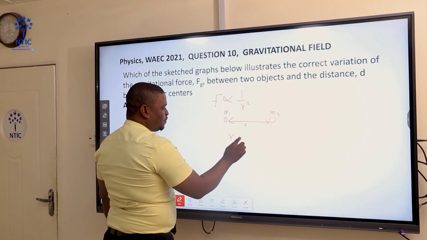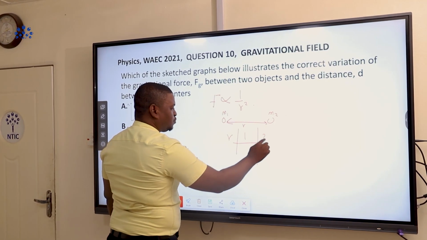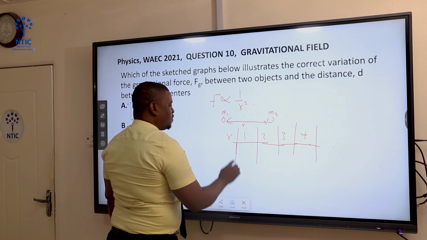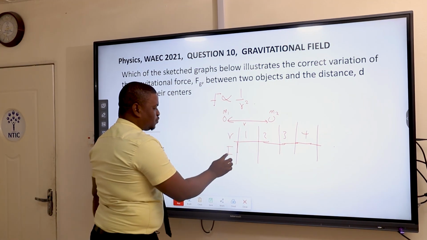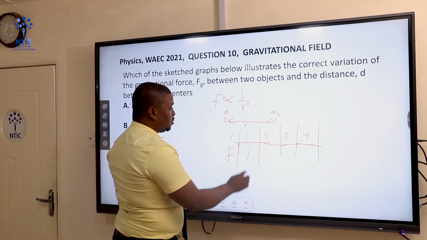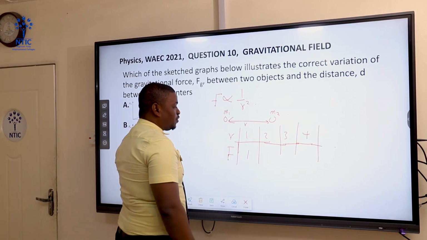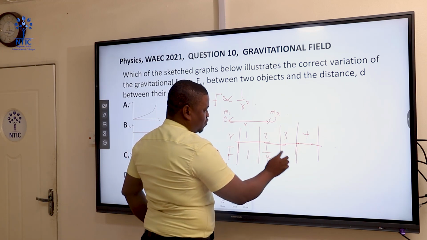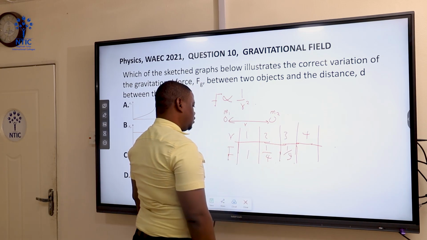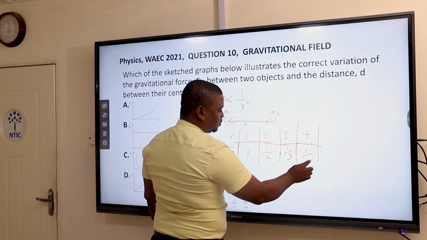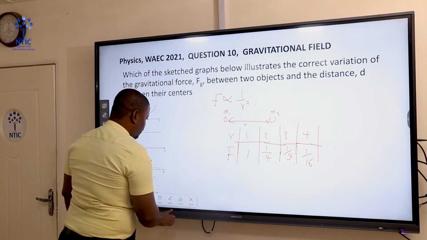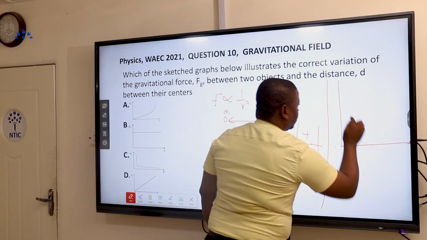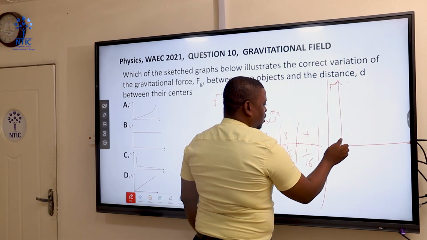So my R will take its values from 1, 2, 3, and 4. So if I have my force, when my R is 1, my force will be 1. When my R is 2, my force will be 1 over 4. When my R is 3, my force will be 1 over 9. When my R is 4, my force will be 1 over 16. Now, if I'm to draw a graph of what I have here, I'm going to have something like this. Let's say this is my force.